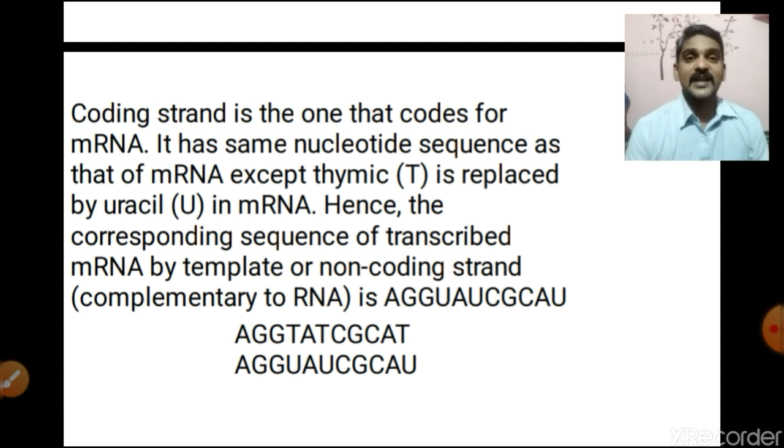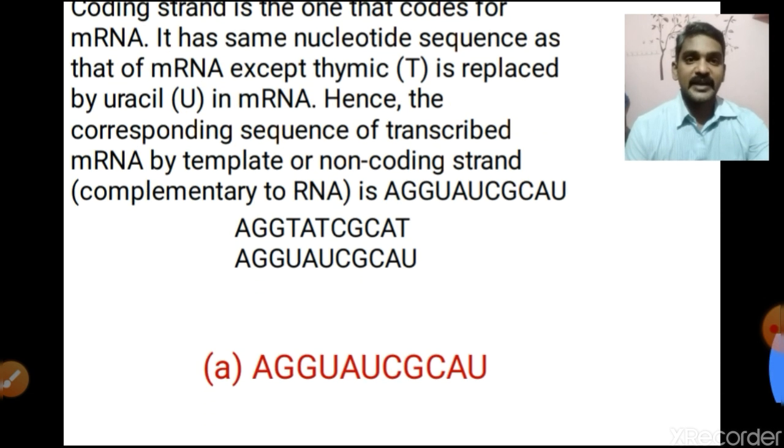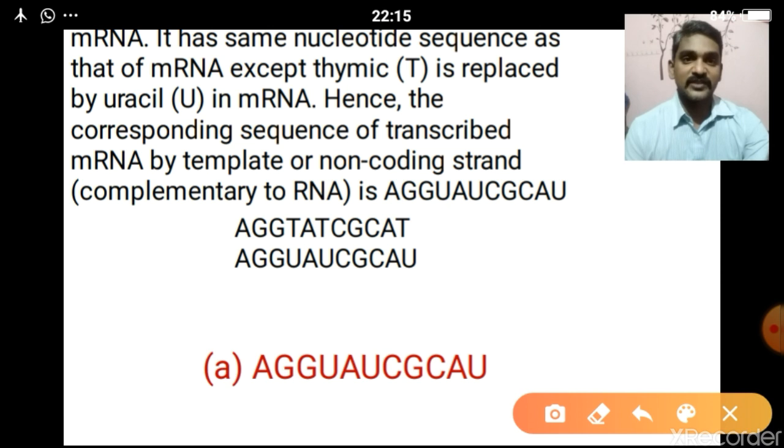Template strand will be there, coding strand will be there. For this coding strand, the nucleotide sequence will be exactly the same. Instead of T, you have to replace by U. You can see here AGGTAT CGCAT. So it is the first sequence that was present, that is the coding strand, the first sequence that is given in the question.